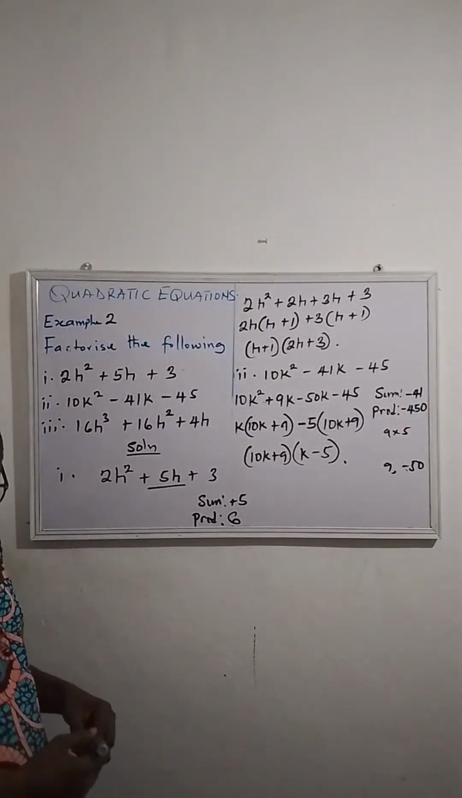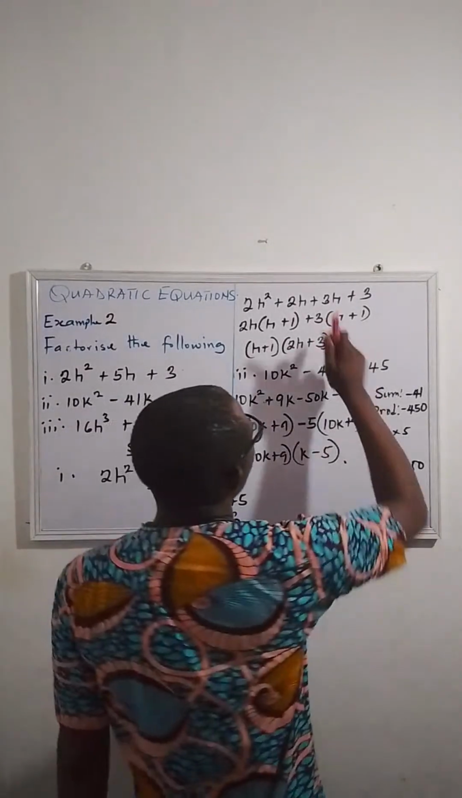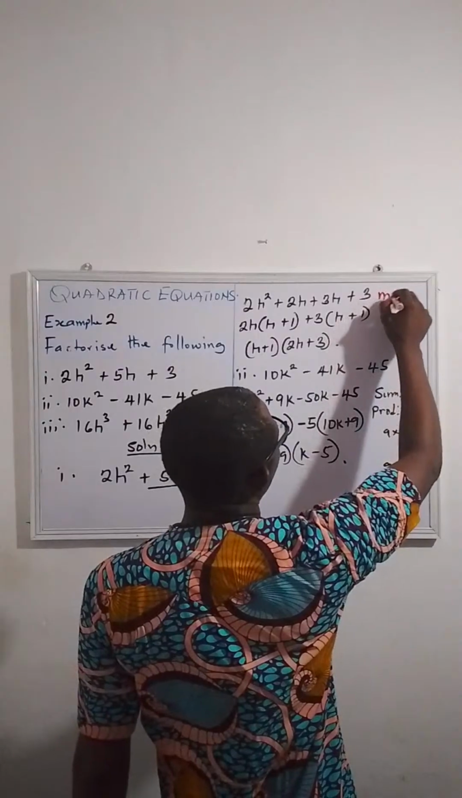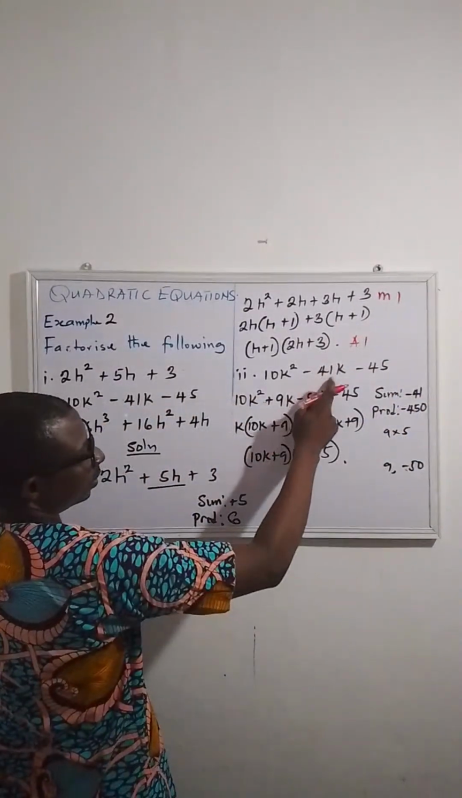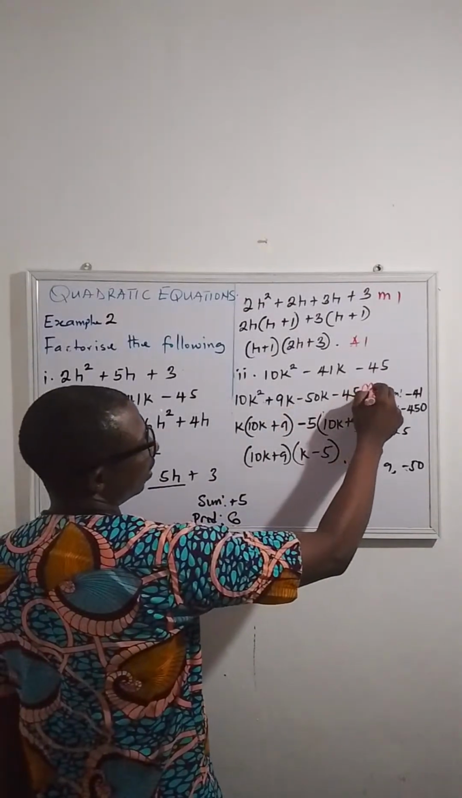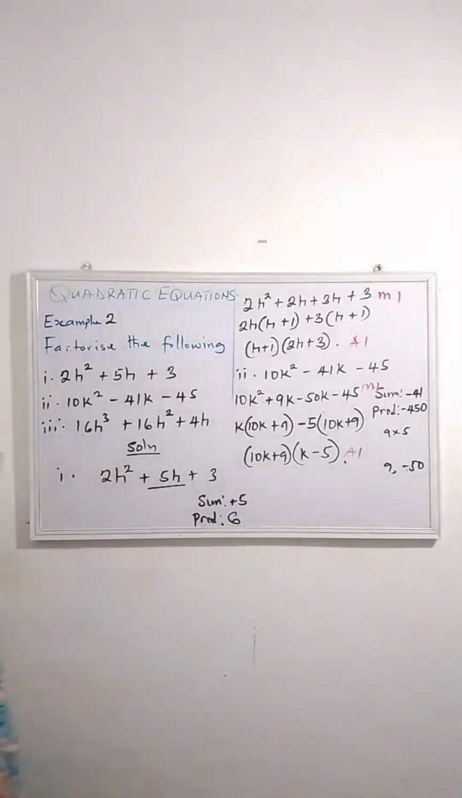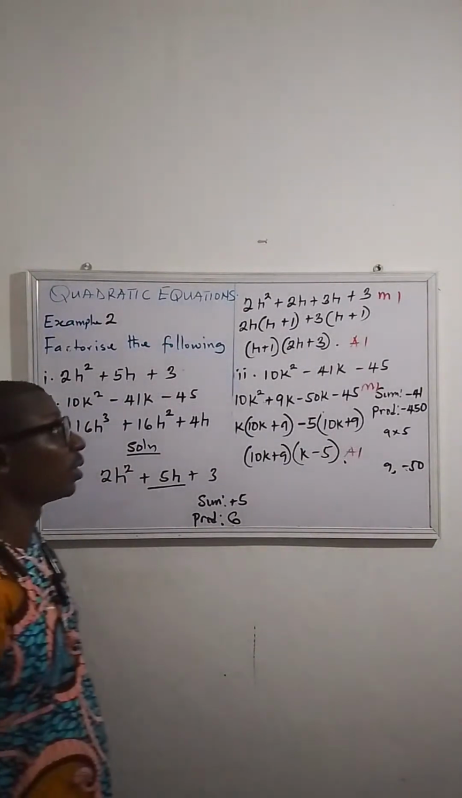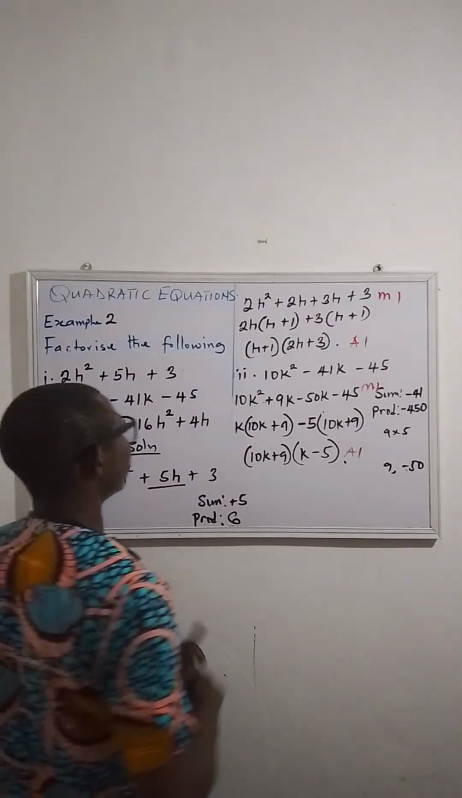Okay, now as usual, our work marks. For writing this, we have M1. And for getting the answer, we have A1. Now for splitting this into 2, we have M1. And for getting the answer, we have A1. So it's as simple as what we have on the board. Now let's move down to the next one.